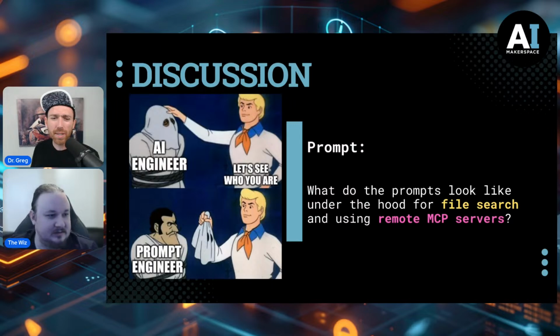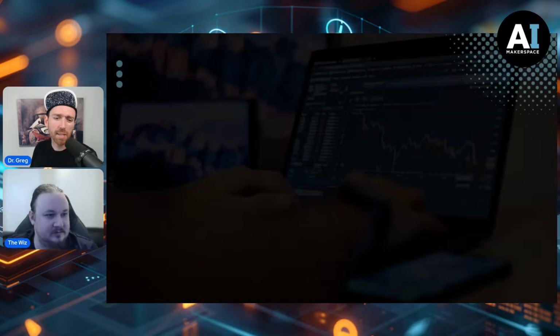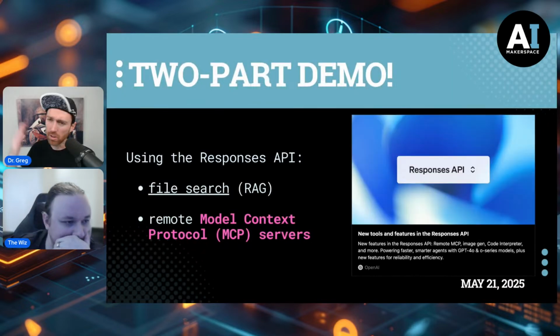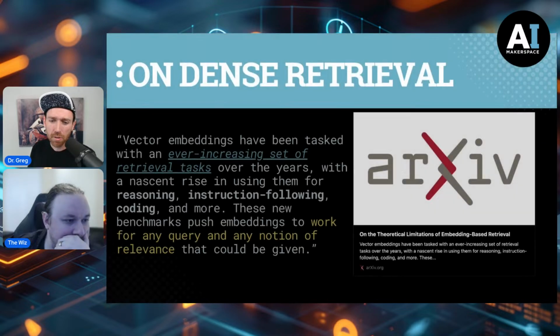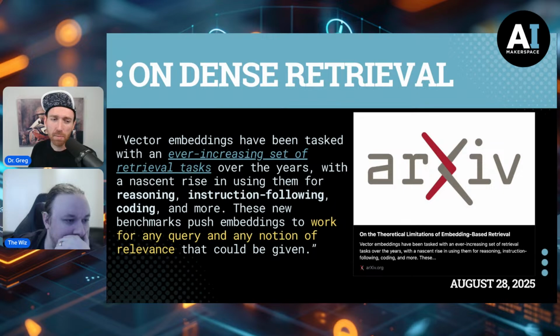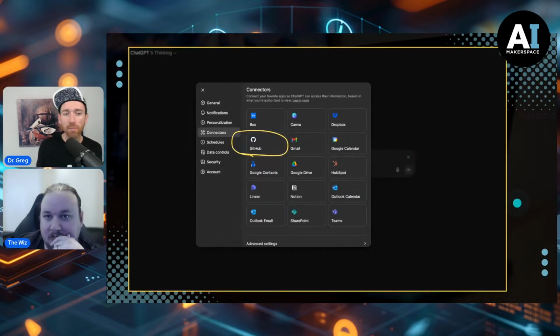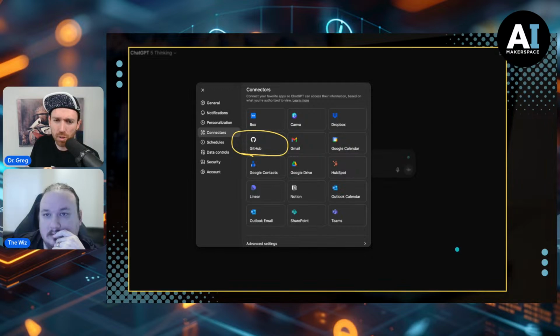Well, then I think we're ready to go ahead and get to the demo today, Wiz. The building of connectors, we're going to break down into two parts. As mentioned, we're going to look at the file search, and we're going to look at remote MCP servers. So we've got the paper teed up. And then, if you sort of double click in on use connectors, everybody can see all the connectors pop up. We're going to use one today. We're going to use GitHub. I'm excited for this one. Handing it over to you, Wiz.